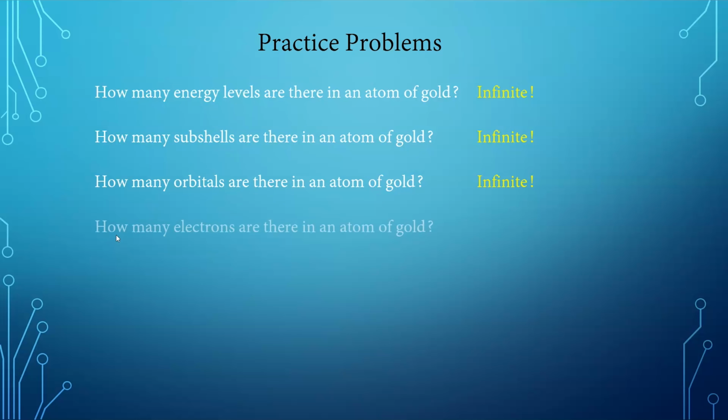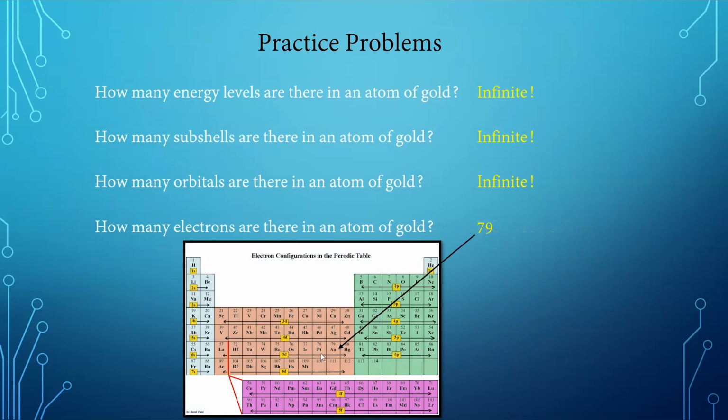And then finally, how many electrons are there in an atom of gold? Now, I hope you paused a moment before blurting out your answer, because the answer is not infinite. The number of electrons is fixed. It depends on what the atomic number of that element happens to be. You can have an infinite number of containers in which to place electrons, but no atom has infinite electrons. If you look at the periodic table, we can see that an atom of gold actually has 79 electrons. So we're not using all of the energy levels, subshells, and orbitals available, only a tiny portion of those.